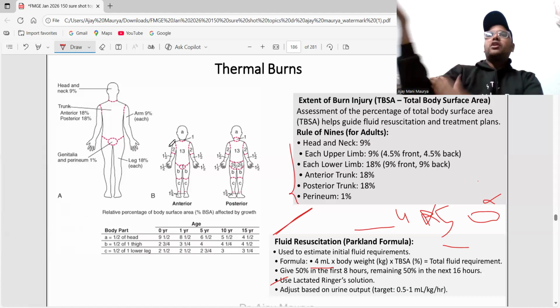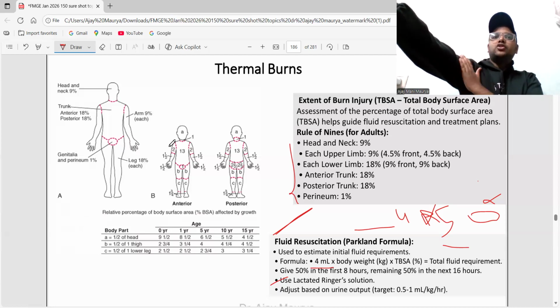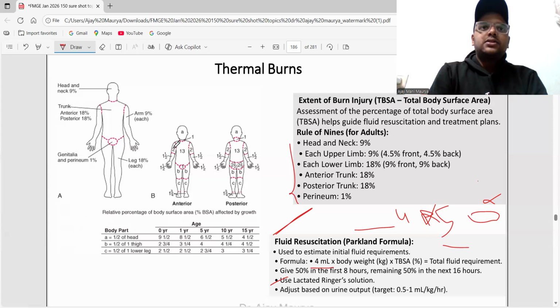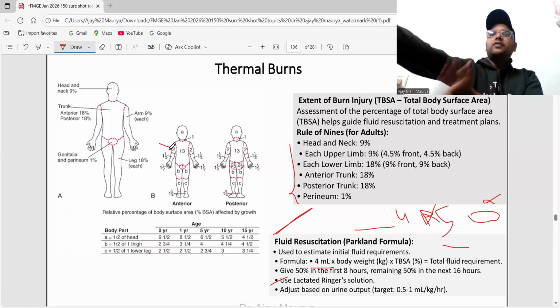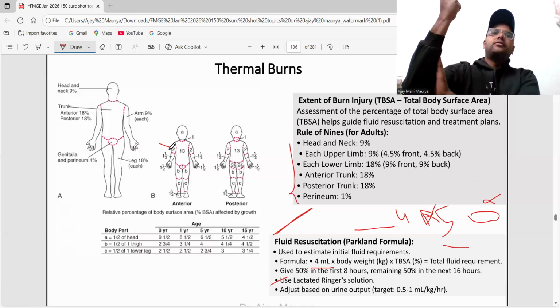Now, in the arm, forearm, and hand, there's going to be 2% here. Meaning, guys, there's a total of 9. See here, there's 2% here, meaning 1 anterior, 1 posterior. Here also 1.5, meaning half of that.